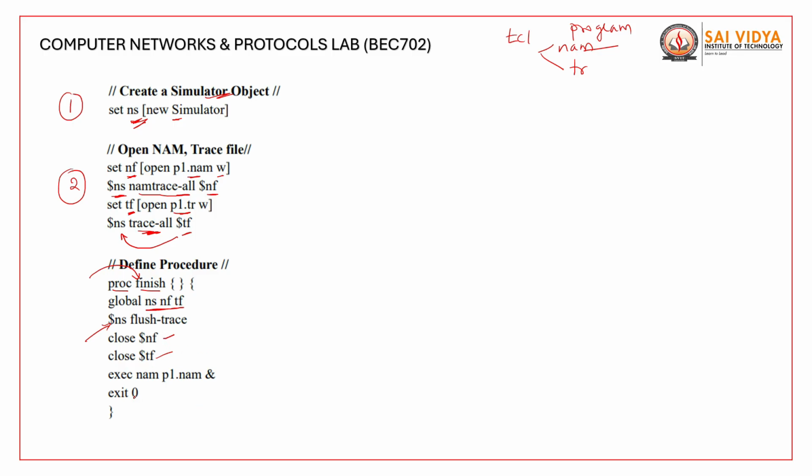So now you have to write here exec nam. What is the name of the NAM file? We have written p1.nam and then exit 0 here. The ampersand represents running in the background. So this is your third step. All these three steps are common for all 5 or 6 programs in Part A.